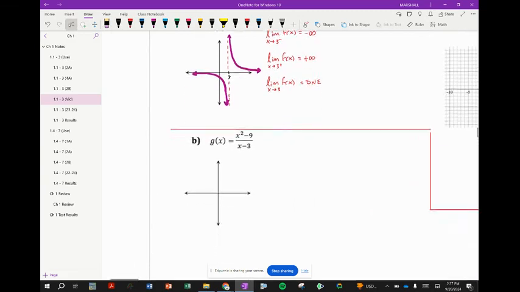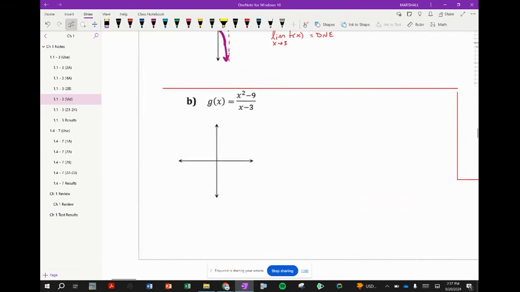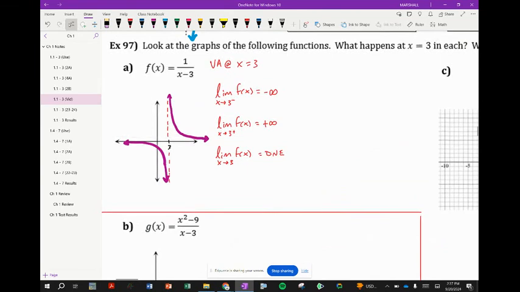All right, looks like we're going on to example B down here. I do have a little reminder here. Vertical asymptote at x equals 3. I know we talked about vertical asymptotes already, but I'm just going to remind you that this is an infinite, non-removable discontinuity. Remember, vertical asymptotes are non-removable.